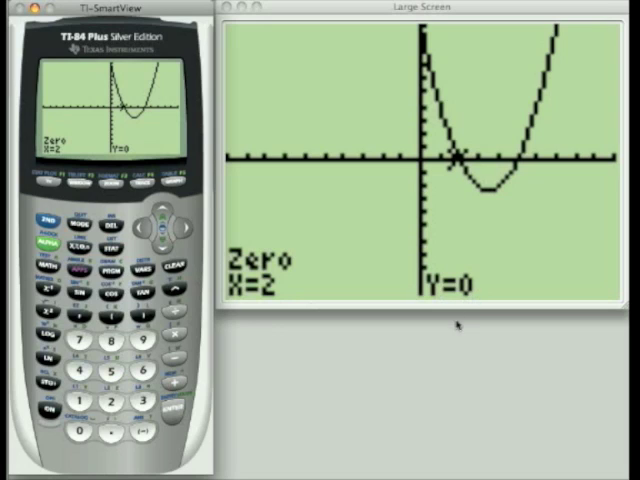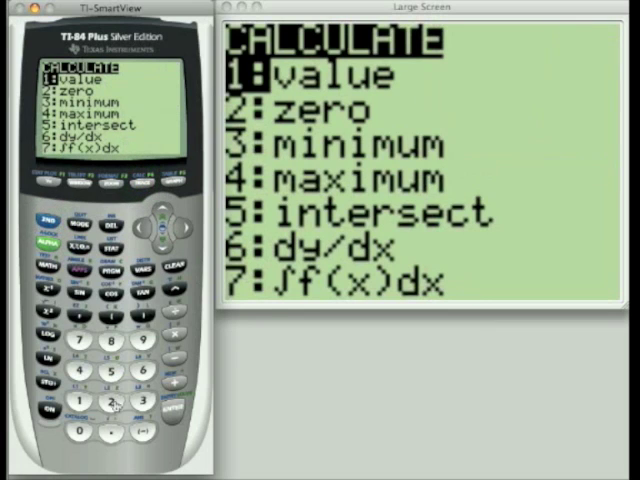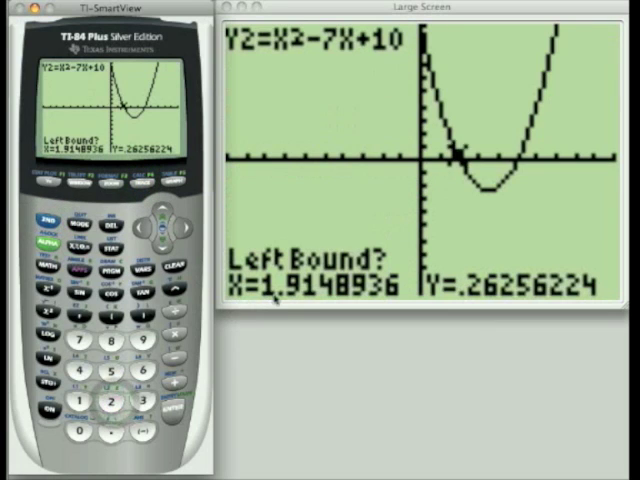Let's try it again with this other intercept. So I'm going to go second trace. I'm going to choose choice 2. And I've got to move it.